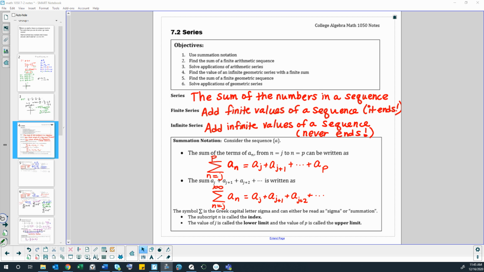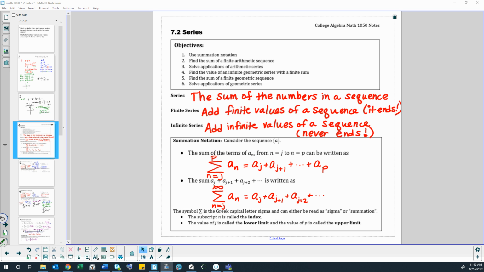All right, section 7.2 is series. So what is series? Series is the sum of the numbers in a sequence. Add all the numbers in a sequence together, we have the series, we have the sum. A finite series is where we're adding finite values of a sequence. In other words, it ends. We have a specific number of numbers in our sequence that we're adding together.